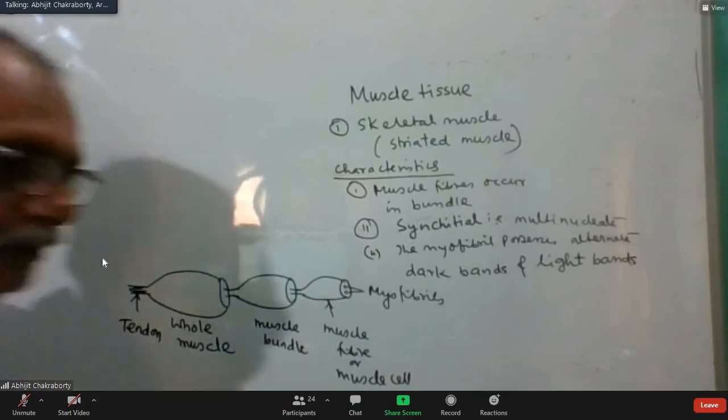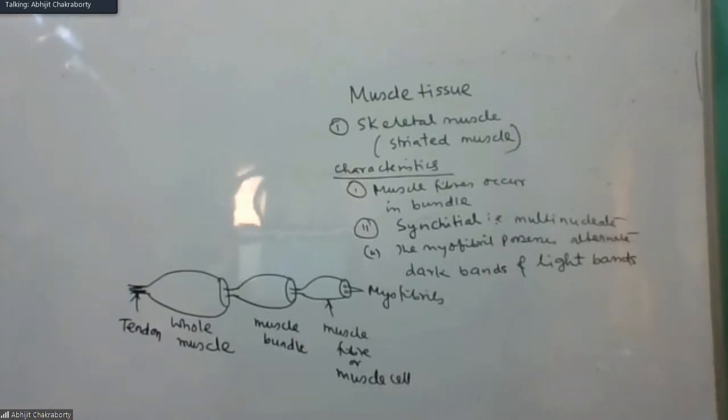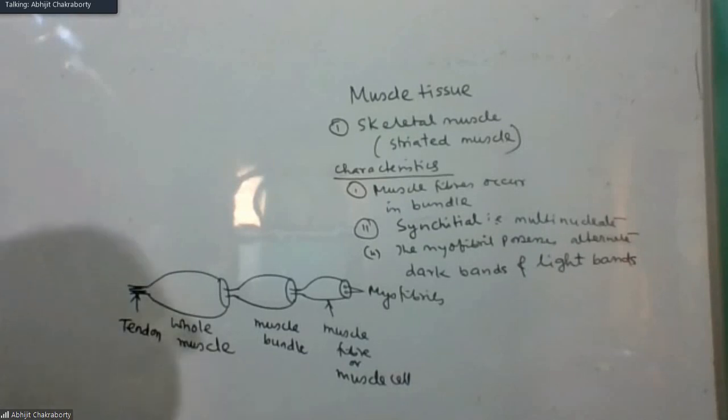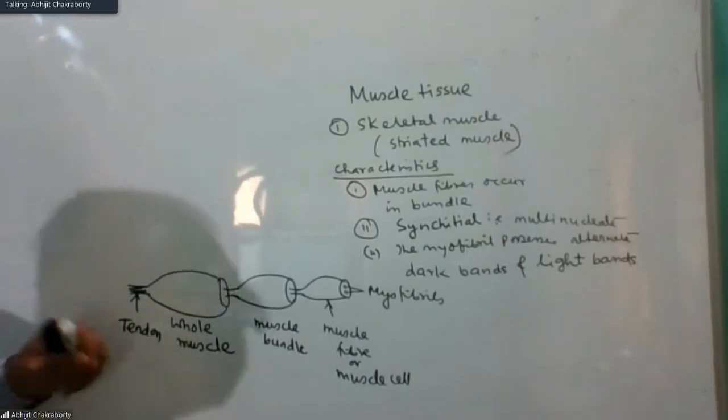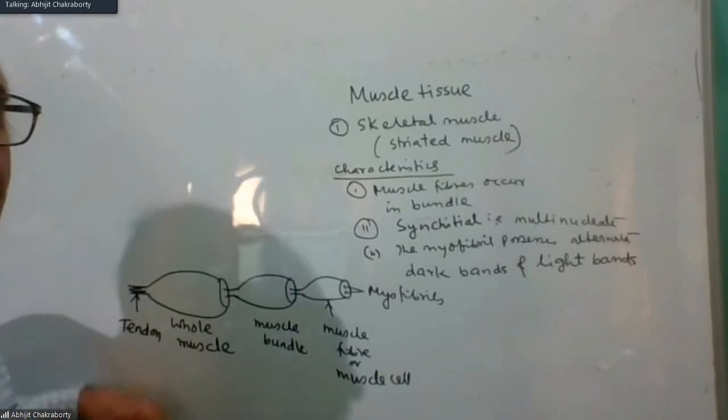Myofibril is found inside each muscle cell. In each muscle cell, you will get the myofibril. Muscle fiber means the muscle cell, and the muscle cell contains a number of fibrillar structures. These fibrillar structures present inside the muscle cell are called myofibril. Clear?